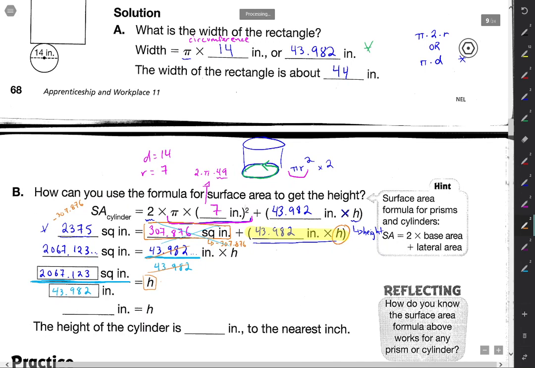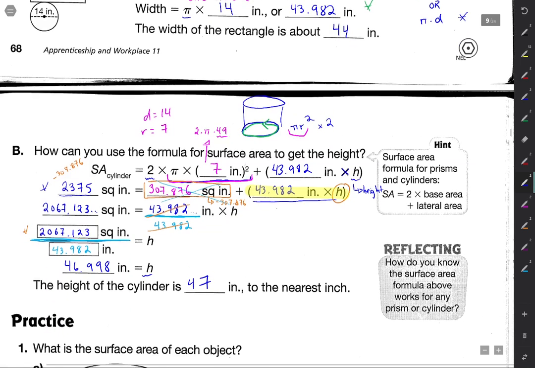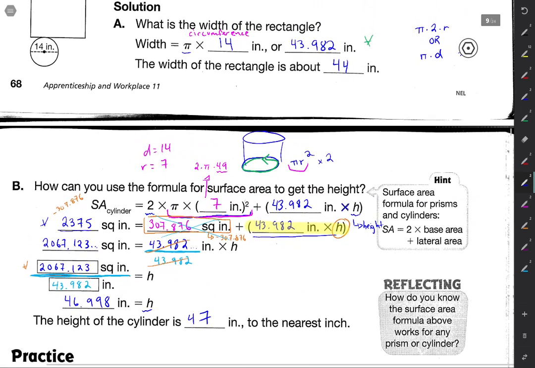And then if we plug in this other side into our calculator, 2067.123 divided by 43.982, we get 46.998 inches, and that is equal to the height. So the height of the cylinder is approximately 47 inches to the nearest inch. So this question here is tricky. There's a lot of steps in working backwards, and if you need help, please let me know.